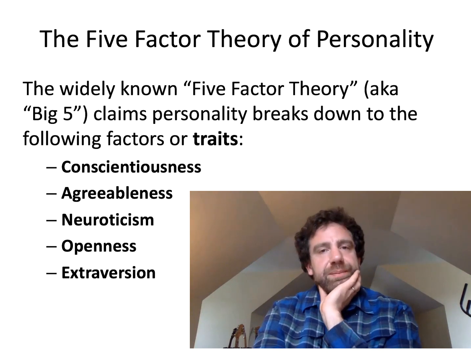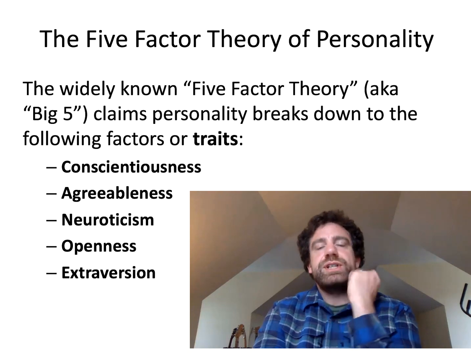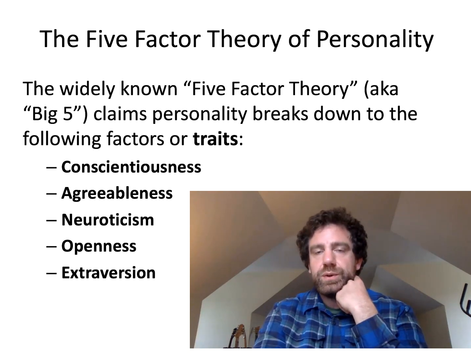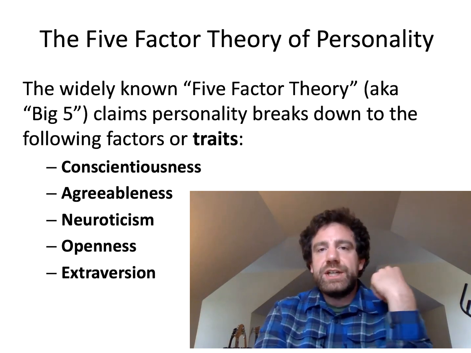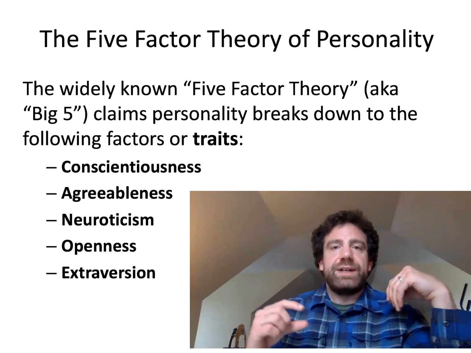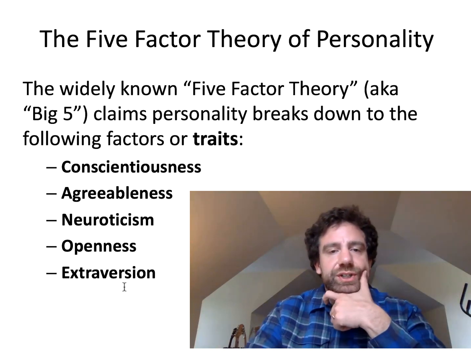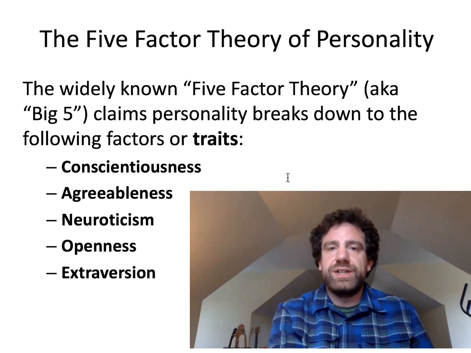And the claim that it makes, the theory behind it, is that personality is made up of different traits, different qualities that are separate from each other. And each person's personality is the result of their having some level of each trait. The 5 traits are shown here: conscientiousness, agreeableness, neuroticism, openness, and extroversion.